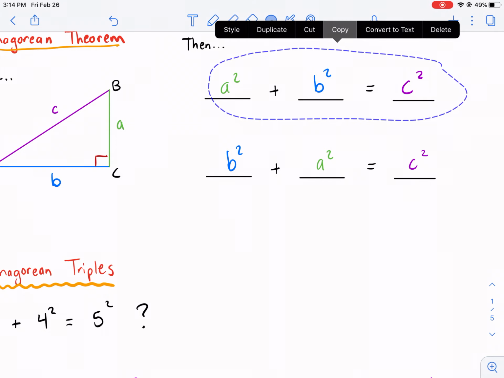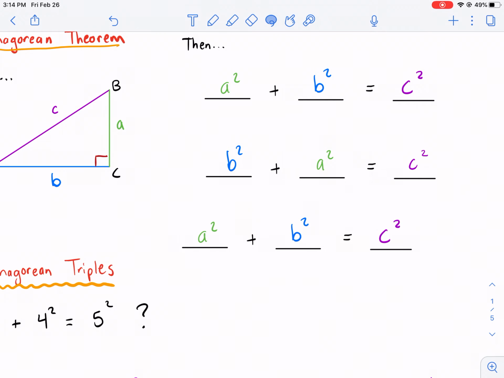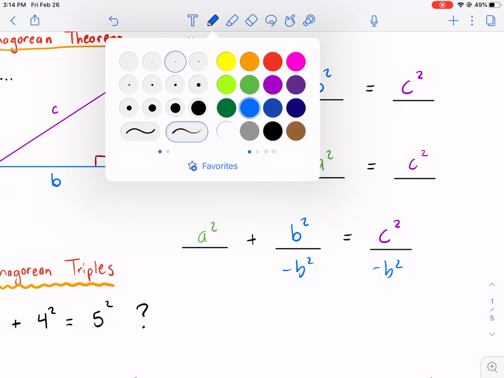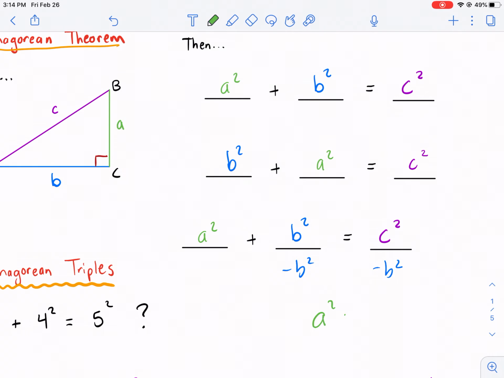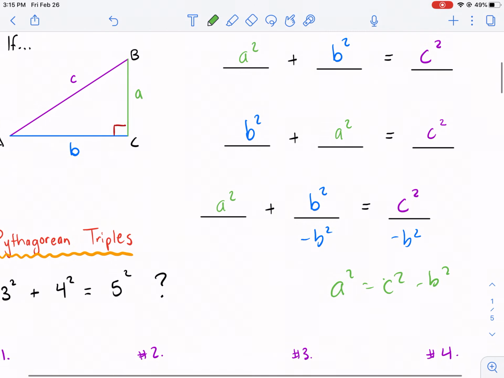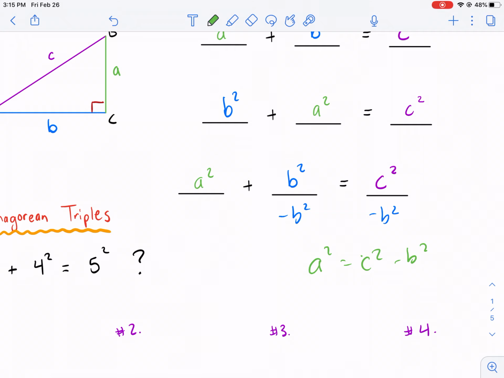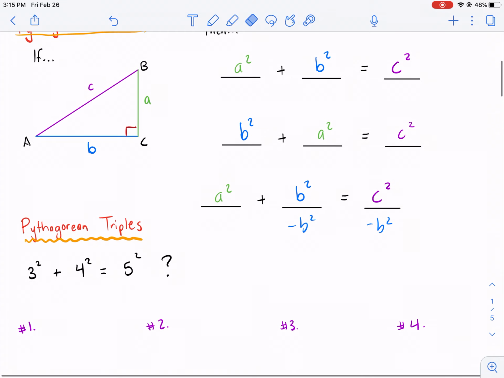So let's say we're given values for C and B. What we'd want to do is subtract B squared from both sides so that we have A squared by itself. So then you'd have A squared equals C squared minus B squared. And that's how you would solve for the other missing side if it's not the two legs given. And then, of course, to solve for A you take the square root when you're done. So that's important. You're going to have to know squares and square roots for this topic.